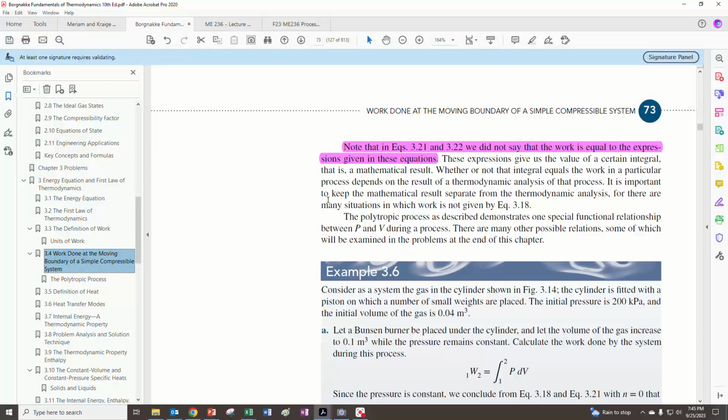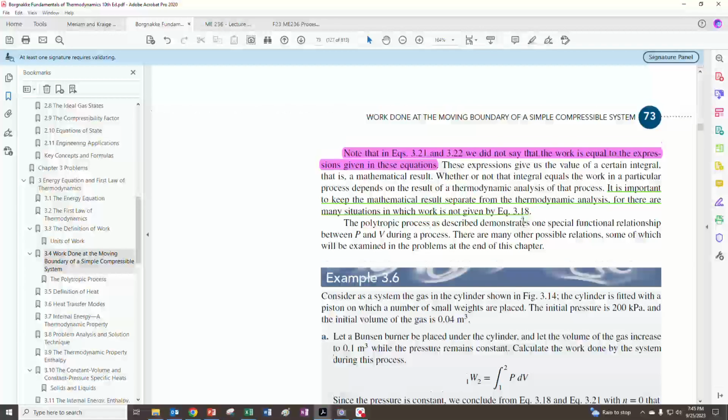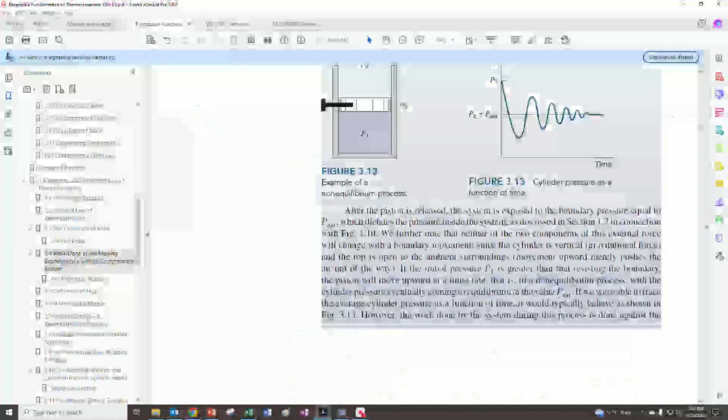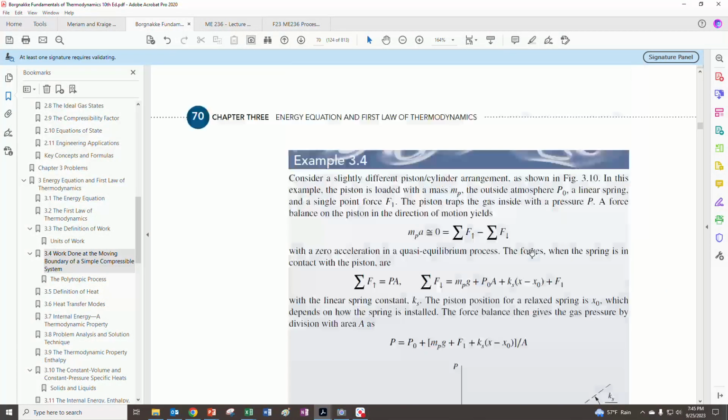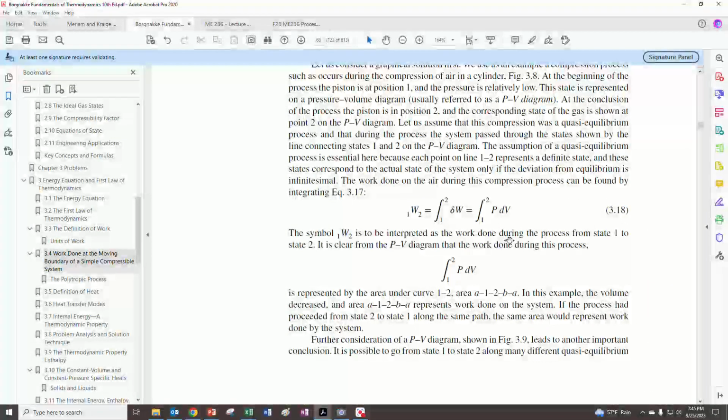So anyway, I wanted to bring it up because this was news to me. I want to be on the lookout for it, and you should be on the lookout for it as well, as we try to find those many situations in which work is not given by equation 3.18, which is up here somewhere. 3.18. There it is. Okay, that's all. Something worth knowing.